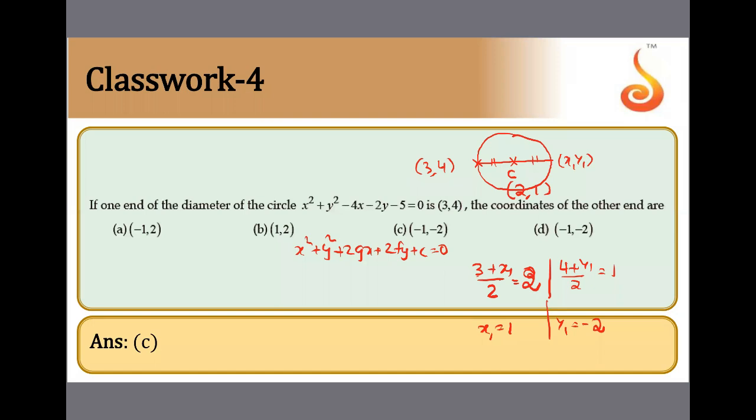Center only we have to calculate. x square plus y square minus 4x minus 2y minus 5. Okay. The center coordinates: 2g is equal to minus 4, so g is equal to minus 2. Center coordinates will be 2 comma 1. Center is correct, so there might be some mistake. Okay, you got it now? Option might be wrong. Okay. So y1 is equal to minus 2. Right.